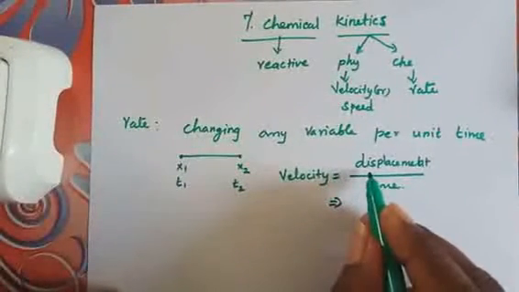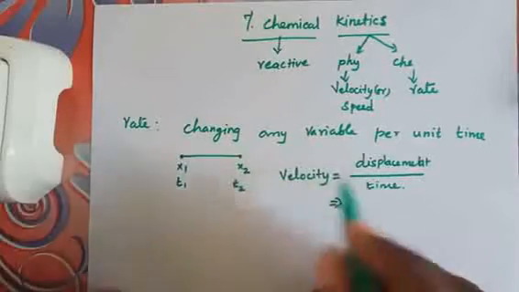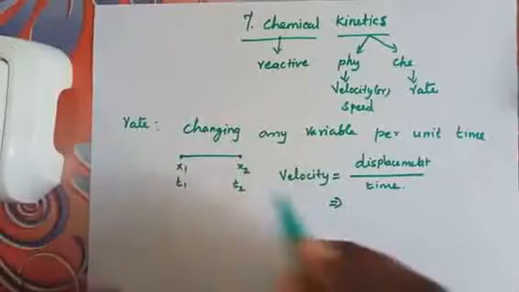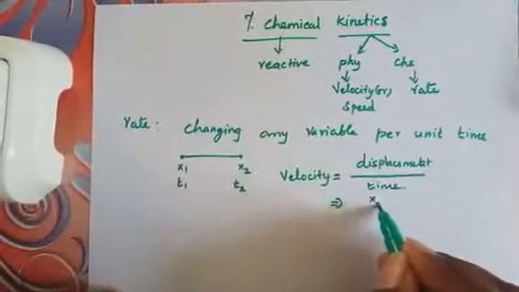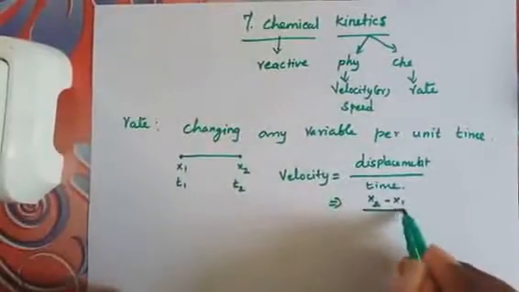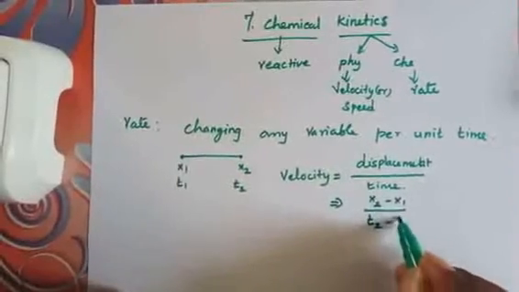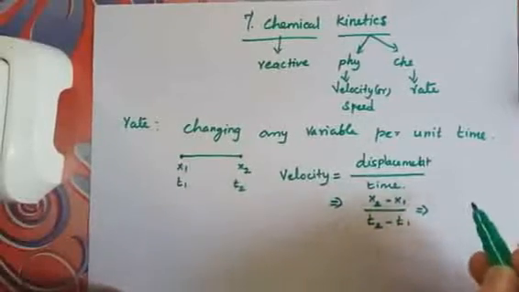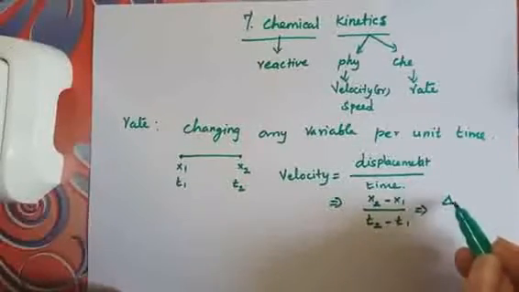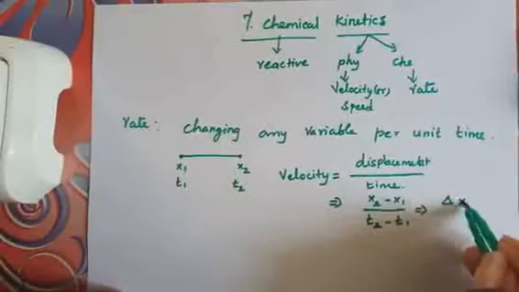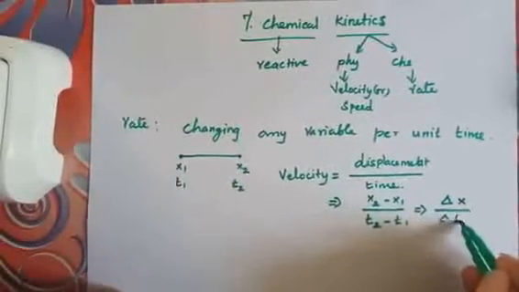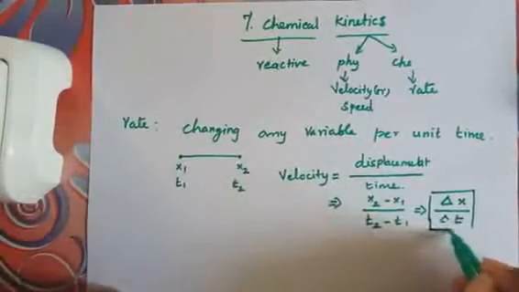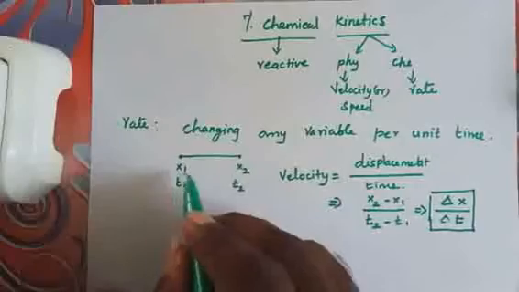Here the displacement of the particle is from x1 to x2, and the time change is also noted. Displacement from x1 to x2 is generally written as x2 minus x1, divided by the time change, which is nothing but t2 minus t1. This expression can be simplified by applying delta. So here delta x divided by delta t is obtained. This is the rate or speed of the particle moving from x1 to x2.